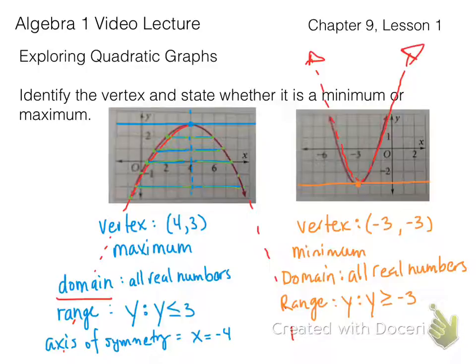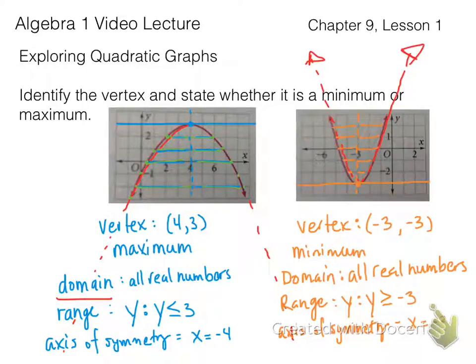So, on the y-axis, which is the range, it's all of the things that are north of -3, up from -3. Hold on one second. All right, I'm back. Next, axis of symmetry.